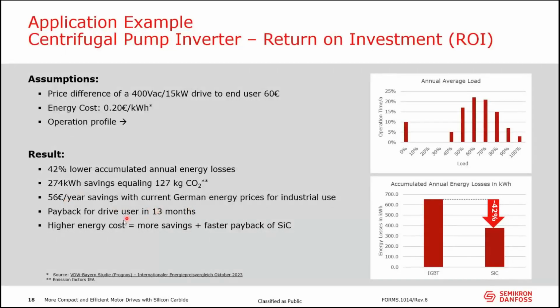And of course, if the energy cost is different, then the payback time is faster or slower. I mentioned America, 8 cents. It's still less than 3 years. Or in Italy, with over 30 cents, it's 8 months. So you see that, again, here looking at the big picture, considering the total cost of ownership, the energy cost and everything that is involved, silicon carbide is definitely the better solution and the lower cost solution in the end.